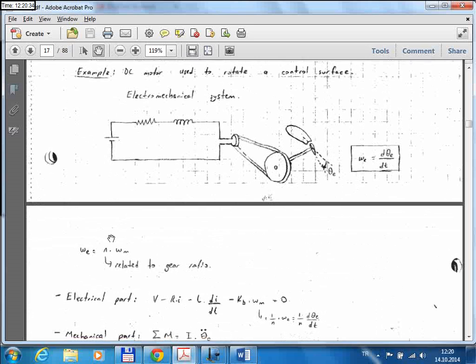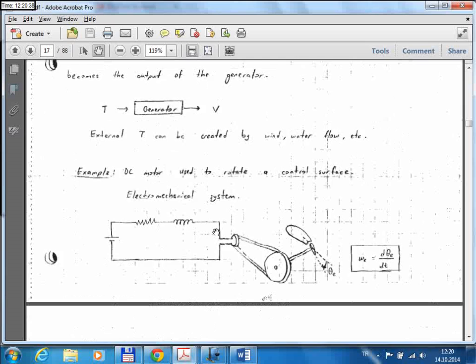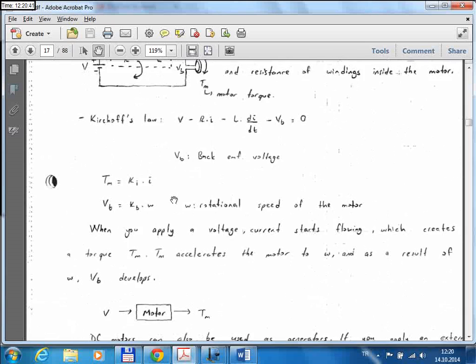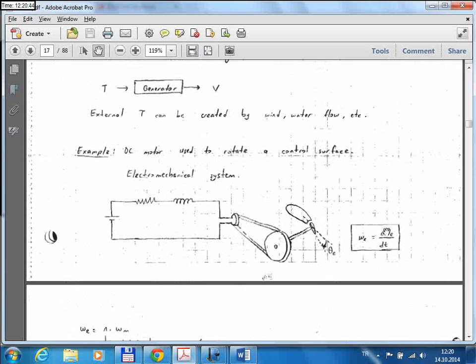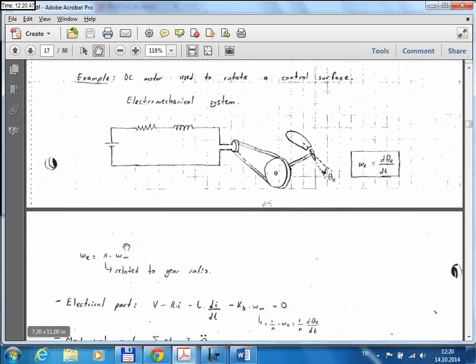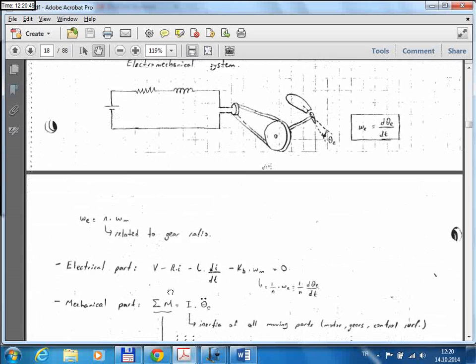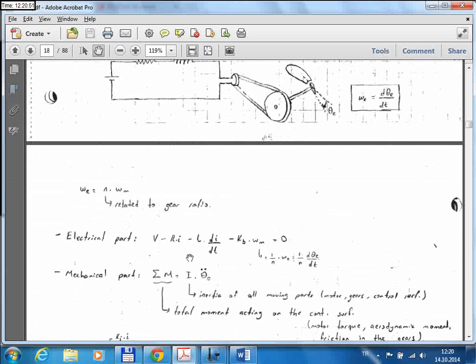So in a real setup, there will be this gear ratio. The omega to be used in this equation, in the back EMF equation, will be different than this d theta over dt by some gear ratio. But you don't need to worry about that right now.